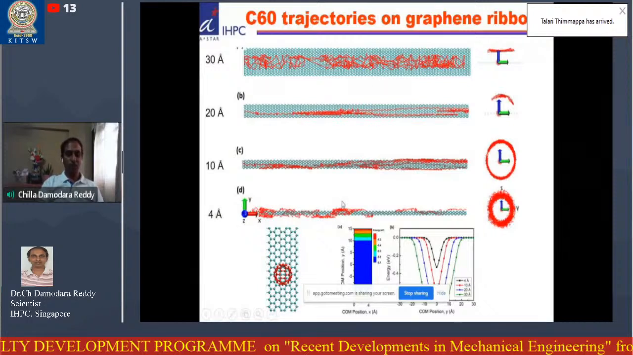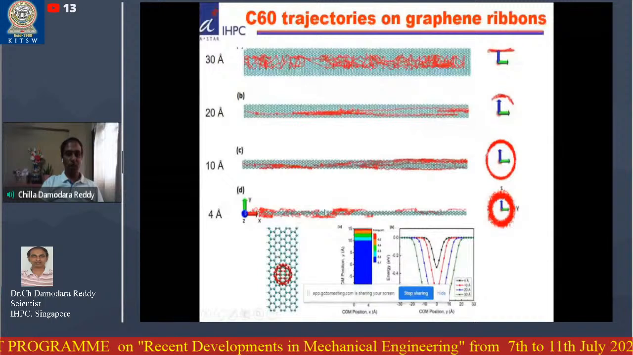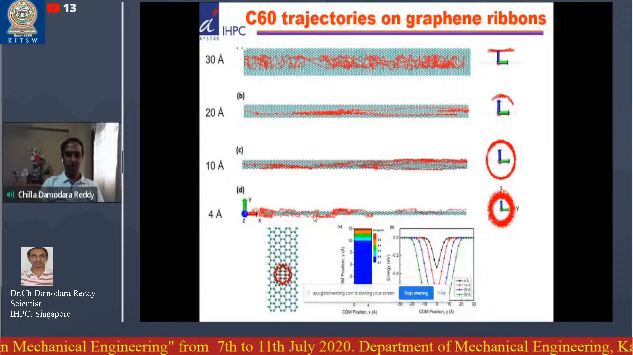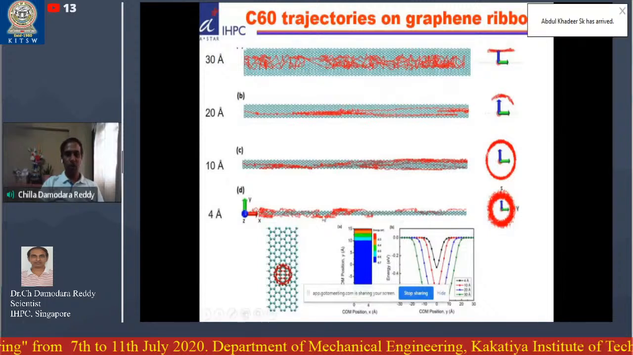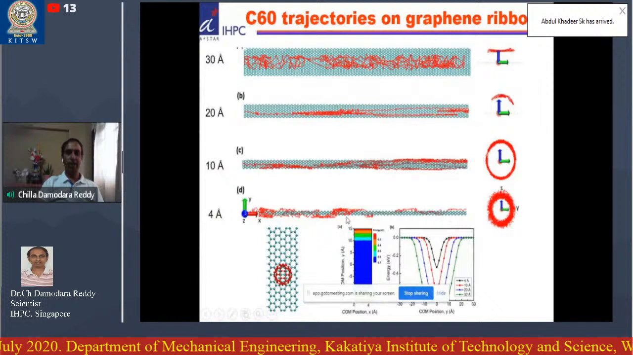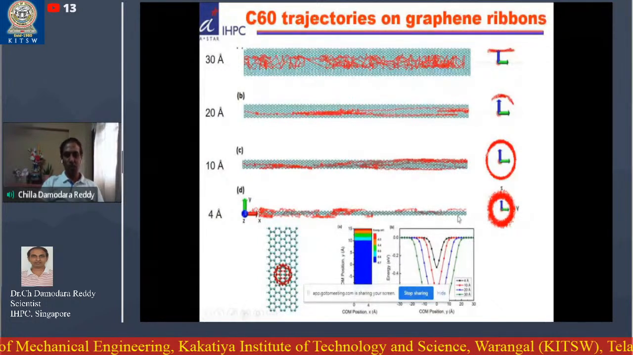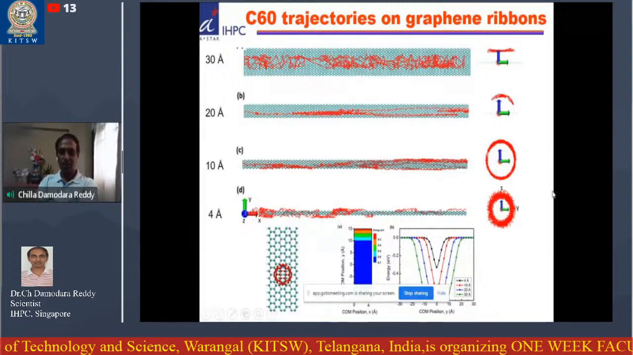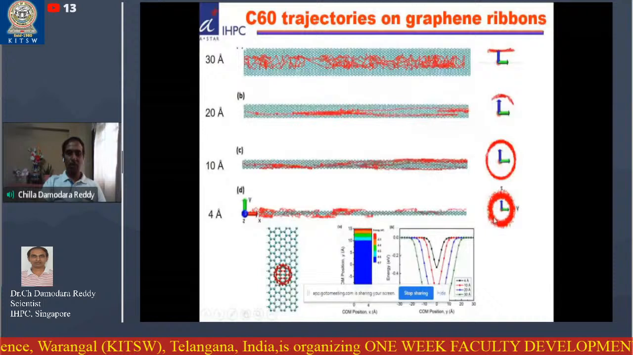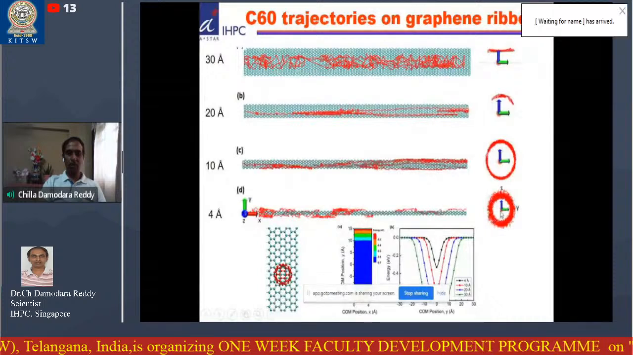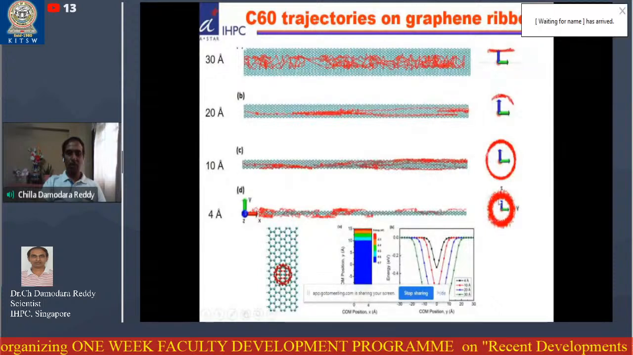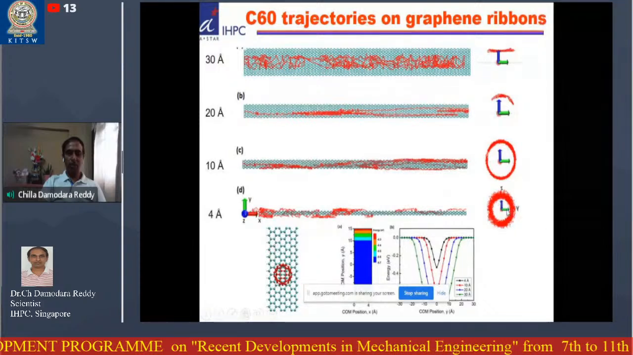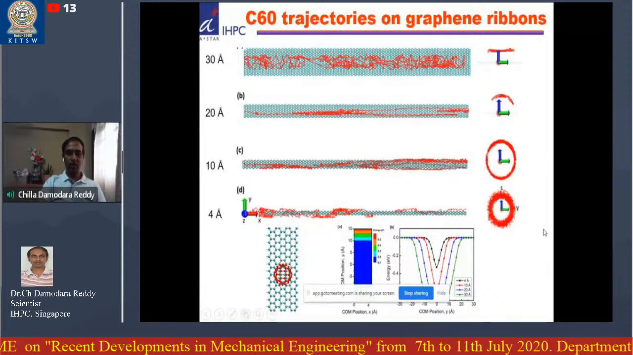But instead of going away, because of the edge effect, it twists like a carbon nanotube, it's a graphene sheet itself, the smaller one. And it's sticking to this one and again moving all around this edge. Then you can see the side view, how this C60 molecule moves around the nano ribbon. So most of the time these molecules stick to the graphene.